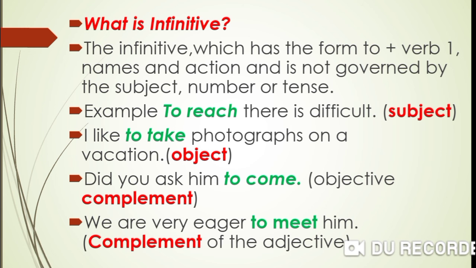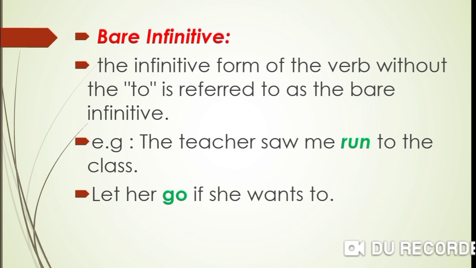The basic thing is that you must understand that the infinitive form is to plus v1. That's all, and we have to use it in our daily life. We can use the infinitive because it makes the sentence so simple. So for making a simple sentence, the infinitive is very important. Now there is another type of infinitive that is also very important to know, the bare infinitive without to.